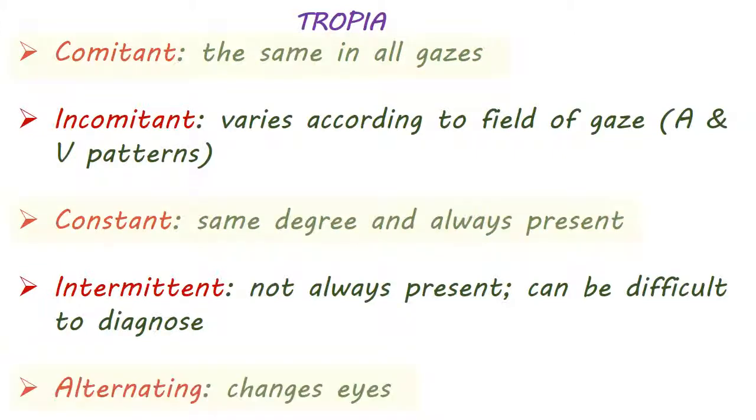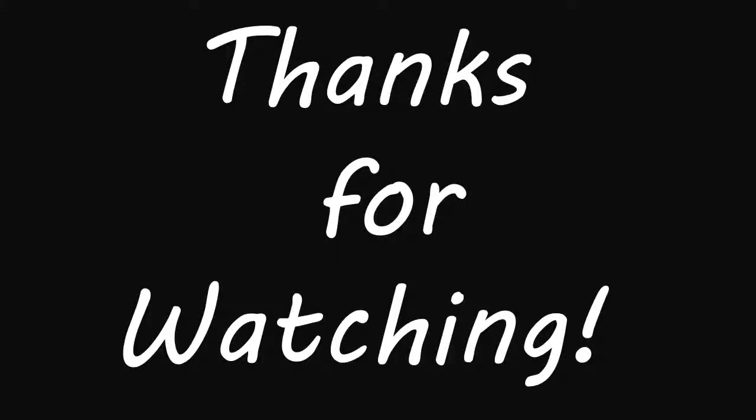We have the alternating, which changes eyes, and of those 5, we mentioned the comitant, the same in all gazes. We mentioned the constant, same degree, always present, and we did mention briefly the alternating, where it changes eyes. I do want to talk about the incomitant and intermittent. I'll do another video for those.